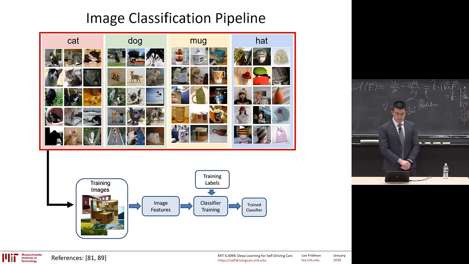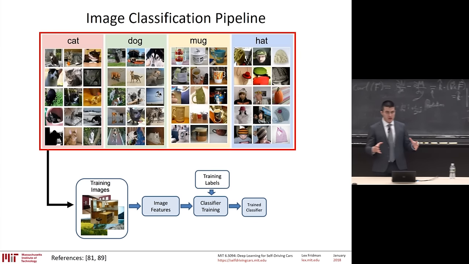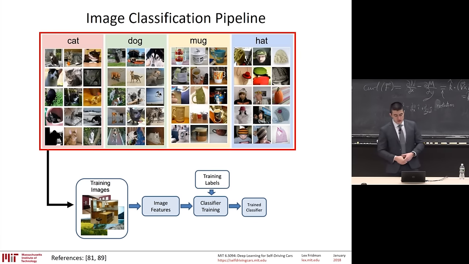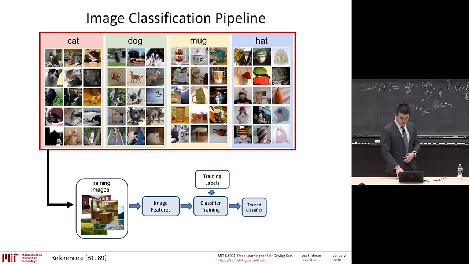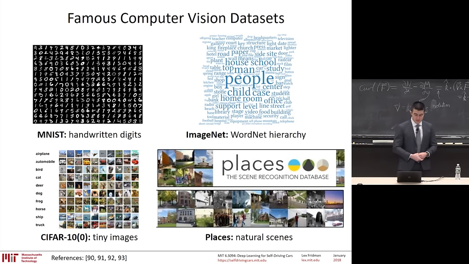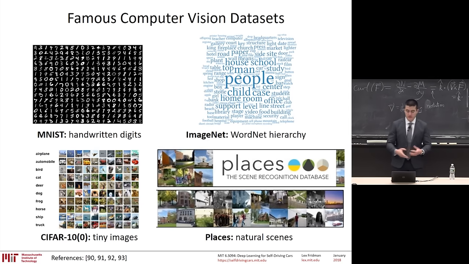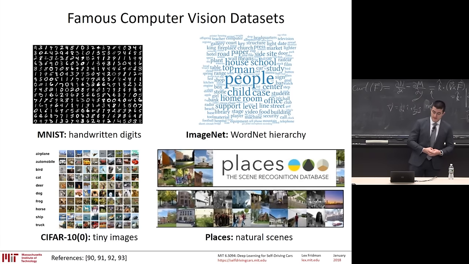Image classification pipeline: there's a bin with different categories inside each class, cat, dog, mug, hat. Those bins, there's a lot of examples of each, and you're tasked with, when a new example comes along you've never seen before, to put that image in a bin. It's the same as the machine learning task before. And everything relies on the data that's been ground truth, that have been labeled by human beings.